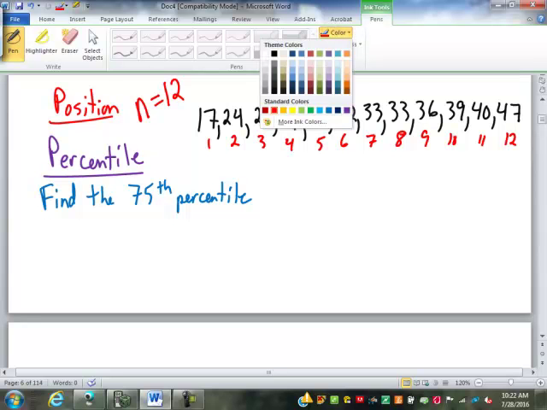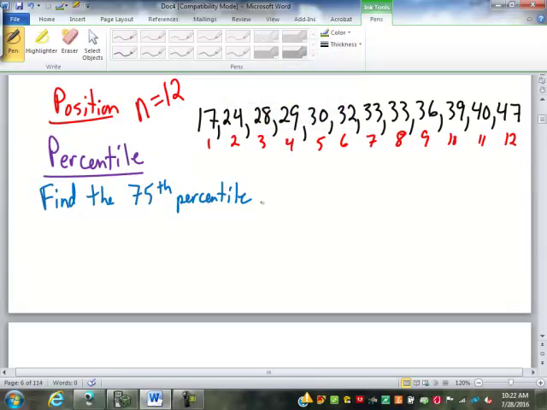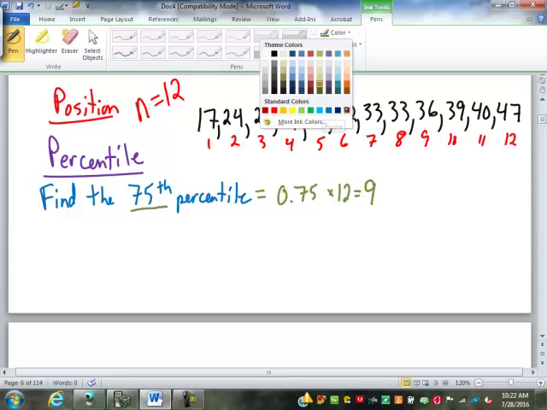So we put them in order from smallest to largest, just like with the median. Also, just like the median, we're going to have to find a position. The position is going to be based off the percentile times n. 75% is what as a decimal? 0.75. Times n is 12. What's 0.75 times 12? It's going to be 9.